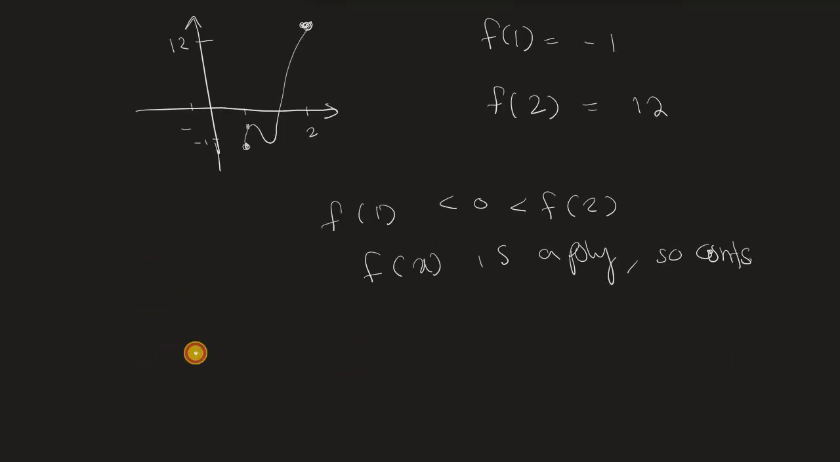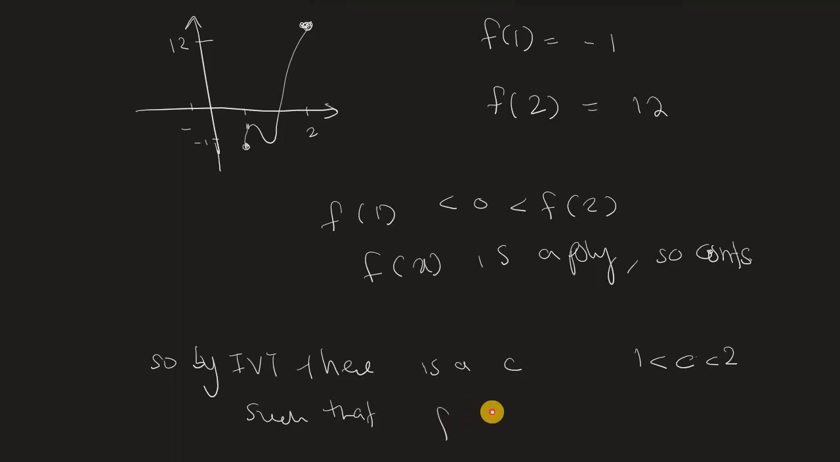So you can basically conclude that, by IVT, the intermediate value theorem, there exists a c between 1 and 2 such that f of c equals 0.